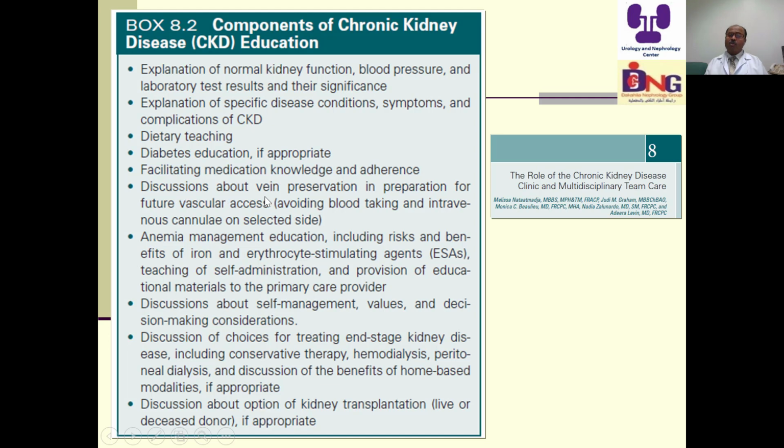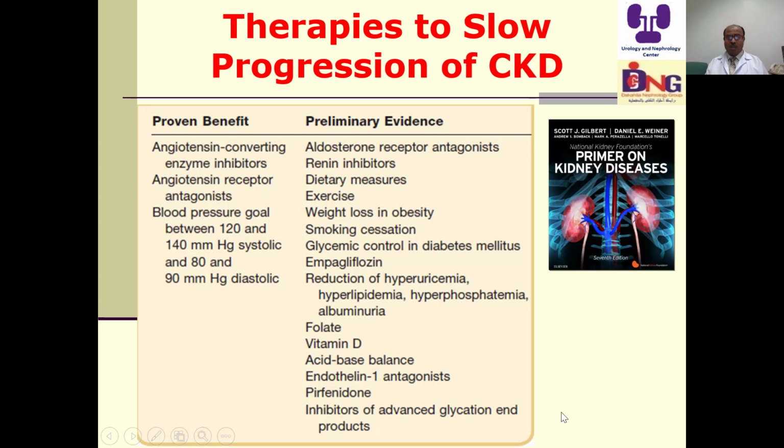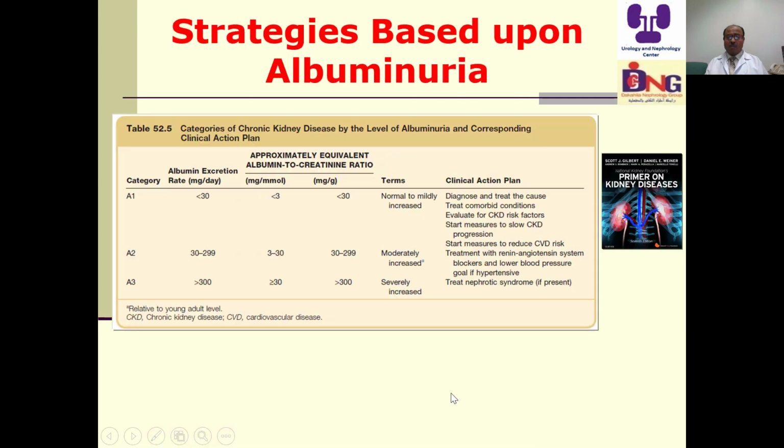This is advanced, because if chronic kidney disease progresses, this means that we may need replacement therapy like dialysis or transplantation. I'm not going to speak about dialysis and transplantation in this presentation. So these are therapies to slow progression of CKD: angiotensin converting enzyme inhibitors, or angiotensin receptor antagonists, blood pressure control to around 130/80. So these are of proven benefit. Preliminary evidence for aldosterone receptor antagonist, dietary measures, exercise, weight loss and obesity, smoking cessation, and others.